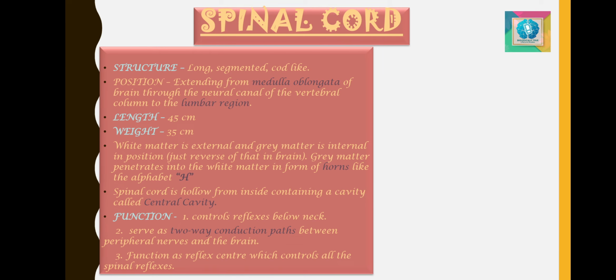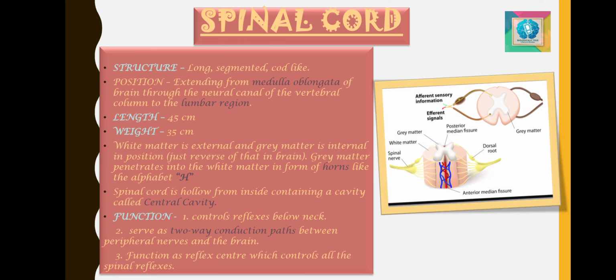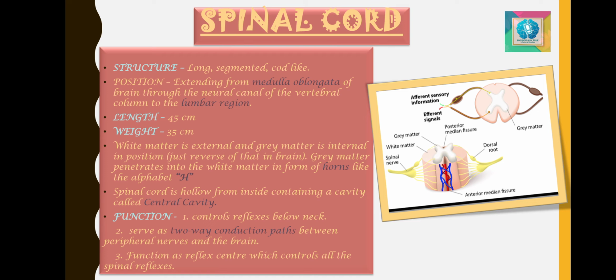The next part of the central nervous system is the spinal cord. So let's discuss the spinal cord now. The spinal cord is a long, unsegmented, cord-like structure extending from the medulla of the brain through the neural canal of the vertebral column to the lumbar region.